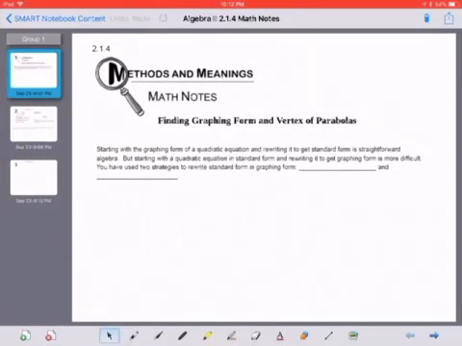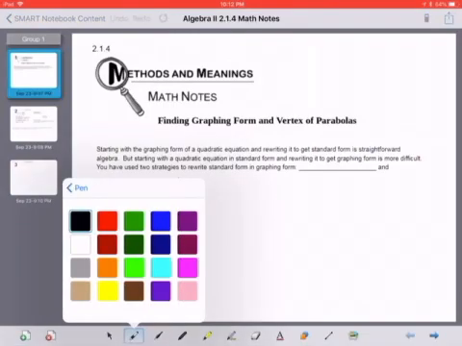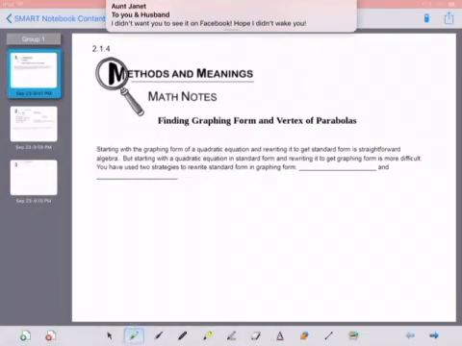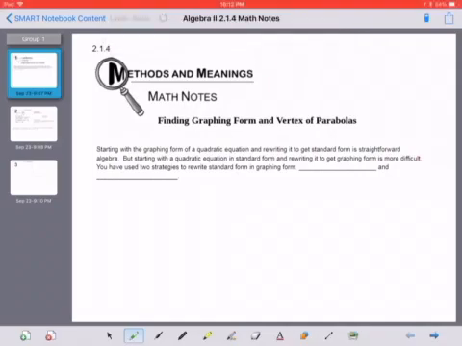The math notes for section 214 are on finding the graphing form and vertex of parabolas. Starting with the graphing form of a quadratic and rewriting it to get standard form is straightforward algebra. But starting with a quadratic equation in standard form and rewriting it to get graphing form is more difficult. We have two strategies to help us rewrite this.